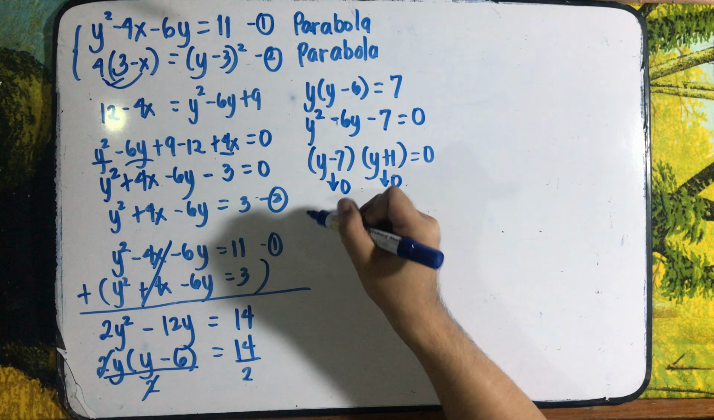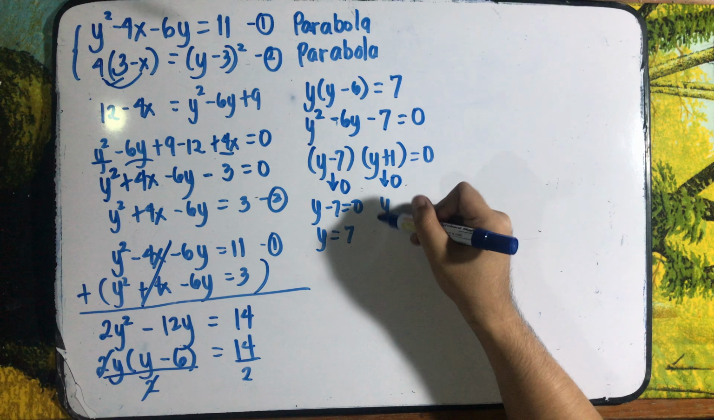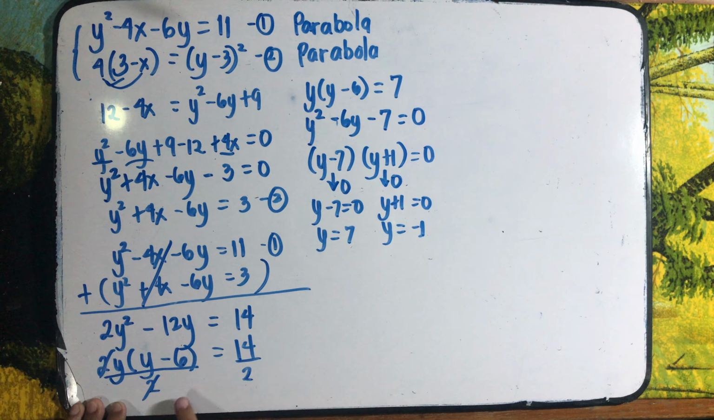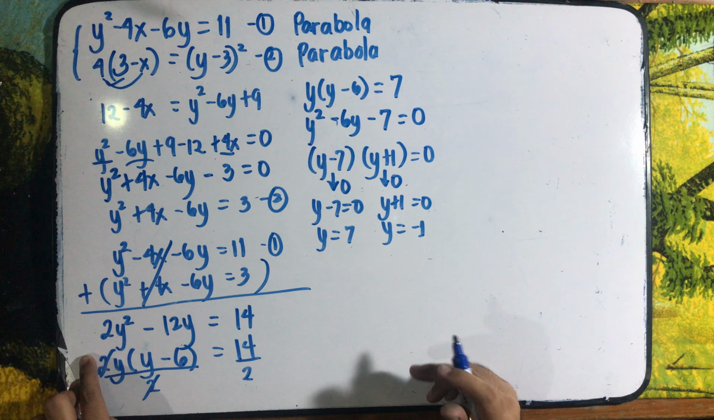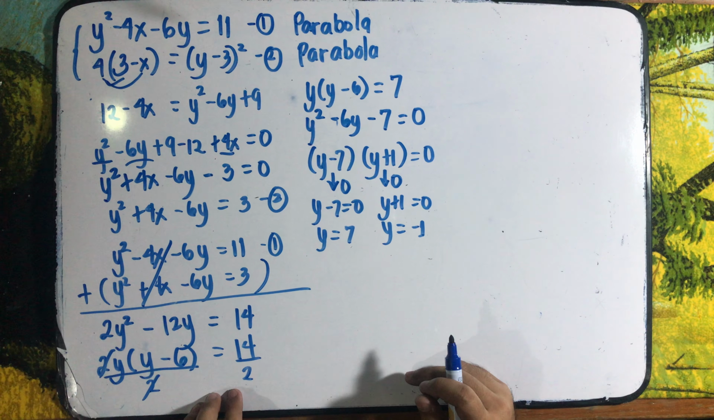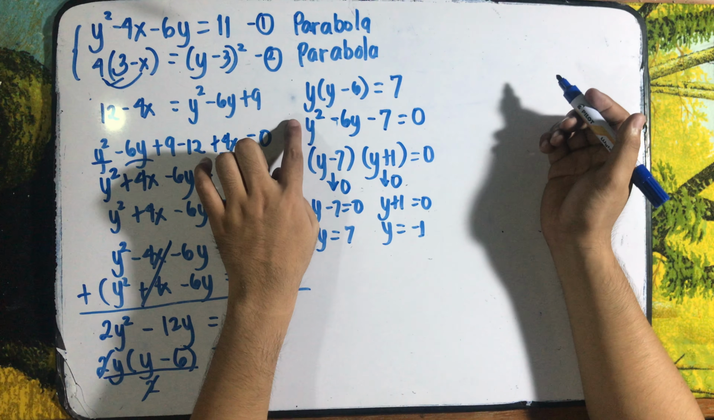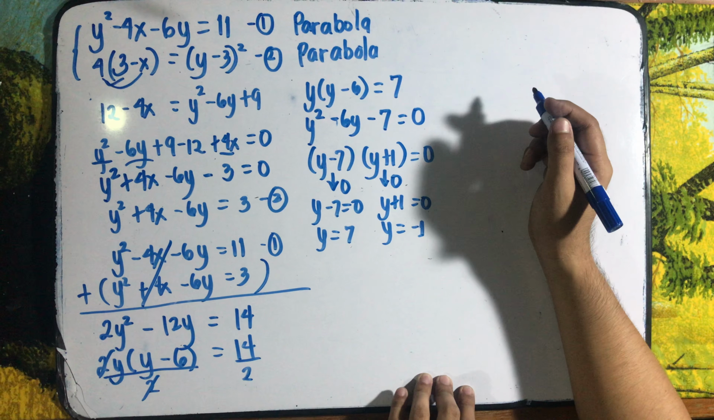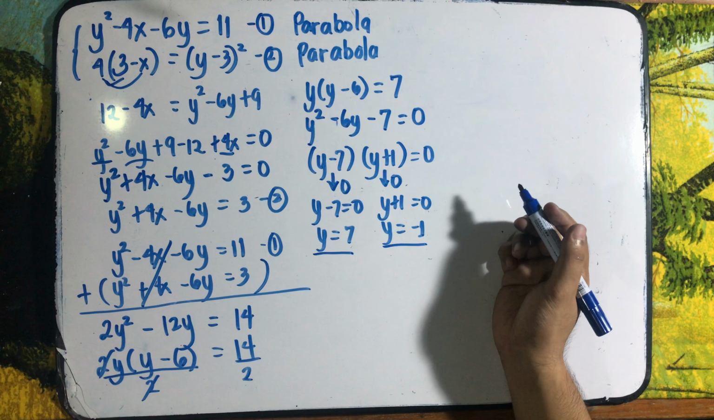Equate this to 0, equate this to 0. y minus 7 is equal to 0, therefore y is equal to positive 7. y plus 1 is equal to 0, therefore y is equal to negative 1. I distribute y again, and I found out that I could factor y squared minus 6y minus 7. The factors would be y minus 7 times the quantity y plus 1. Okay, we now have the values of y, which are 7 and negative 1.